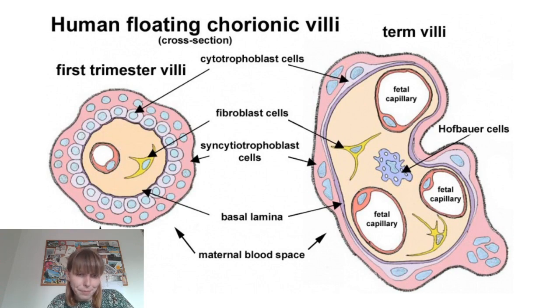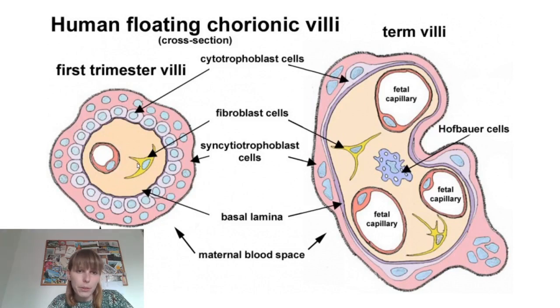third one. And at the first trimester stage, the villi are already the tertiary villi. They already have the blood vessels of the fetal blood supply inside of them, but they still have both cytotrophoblast and syncytiotrophoblast.